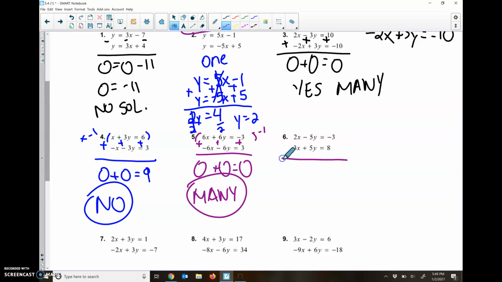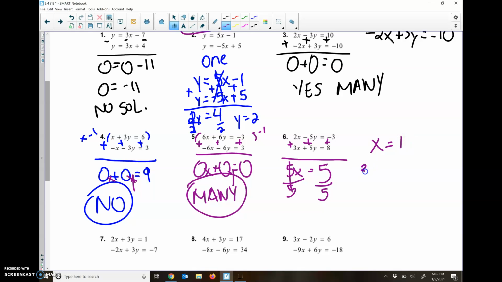Okay. Here, let's say my y's are the same, so I'm going to add to get those to eliminate. 2x plus 3x is 5x, so I already know it's going to be a one solution problem because I added everything together and I didn't get 0 x's and 0 y's like I did here. -5y plus 5y is 0, those eliminate. And then -3 plus 8 is 5. So divide both sides by 5, and we figure out that x equals 1.